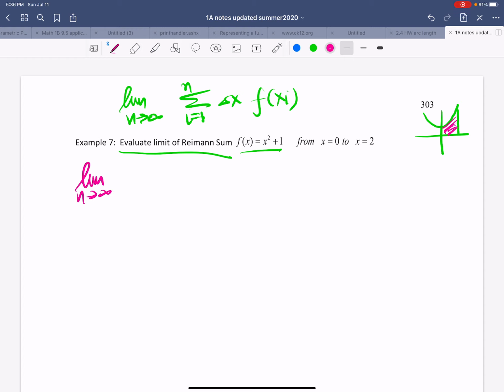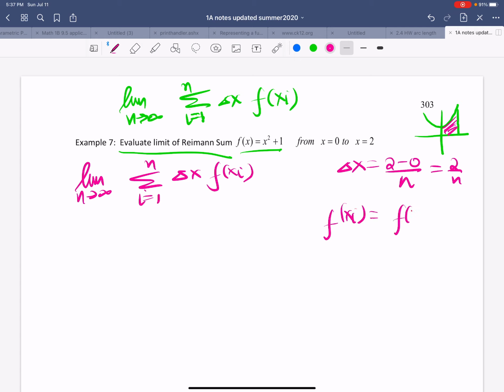Limit as n goes to infinity, summation i equals 1 to n of delta x times f of xi. Now, the harder part is, first of all, let's see what delta x is. Delta x is going to be b minus a divided by n, which is 2 over n. f of xi is going to be f of a plus i delta x. That's your first point plus how many increments you are using.